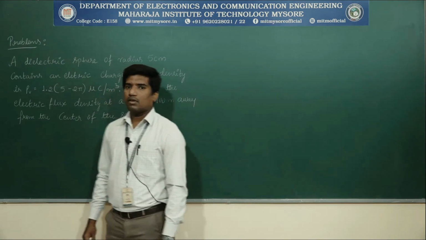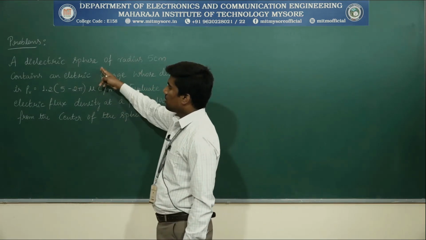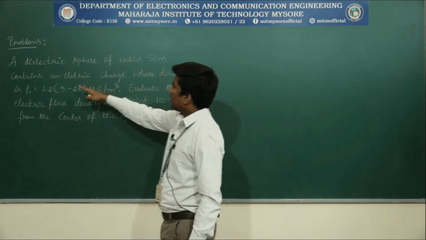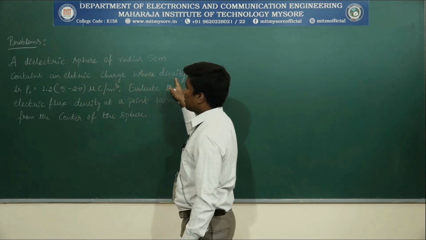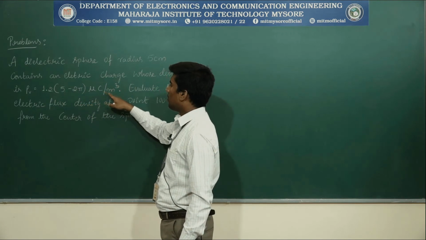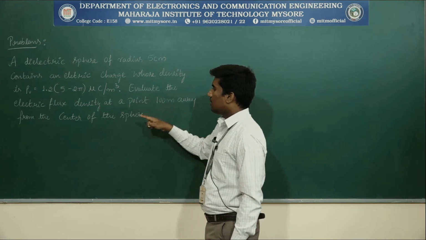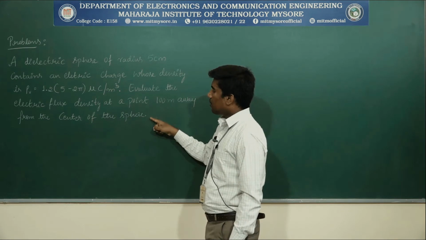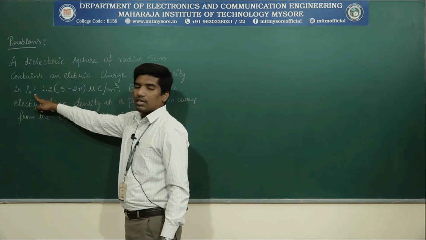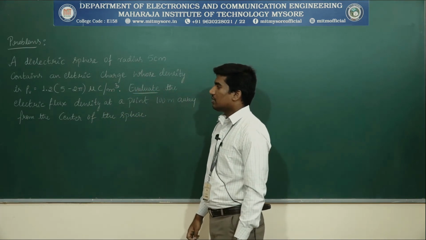Okay, let us solve a few problems on D, the electric flux density. Let me read the problem statement. A dielectric sphere of radius 5 cm contains an electric charge whose density is rho v equal to 1.2 into 5 minus 2 pi microcoulomb per meter cube. Evaluate the electric flux density at a point 100 meters away from the center of the sphere. So in this problem, a dielectric sphere has been considered. The volume charge density is given, and we are asked to calculate the electric flux density D.